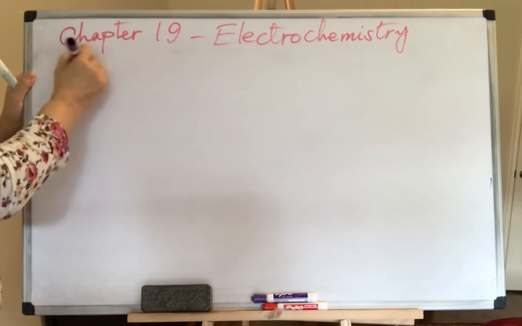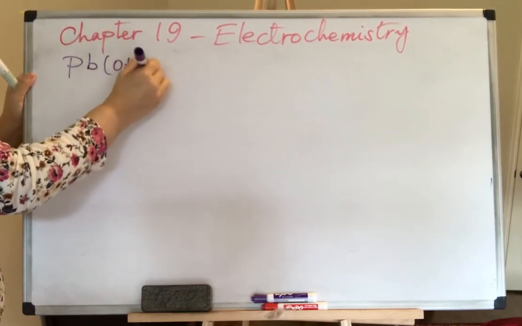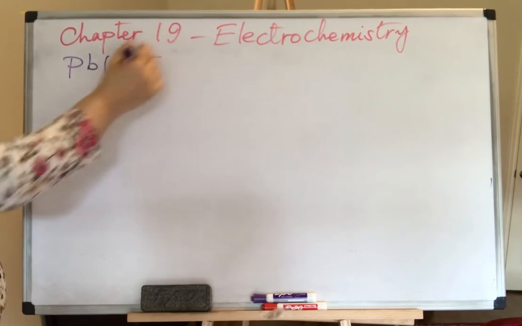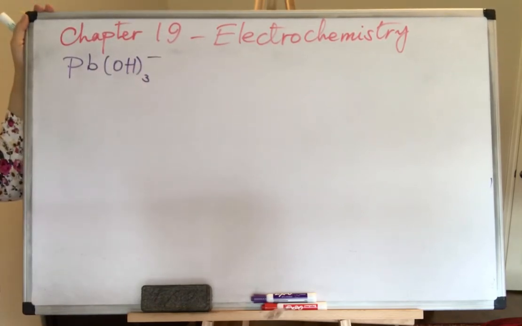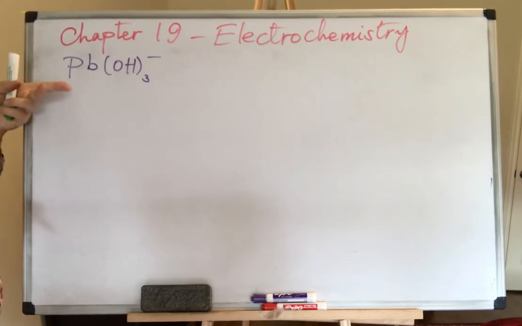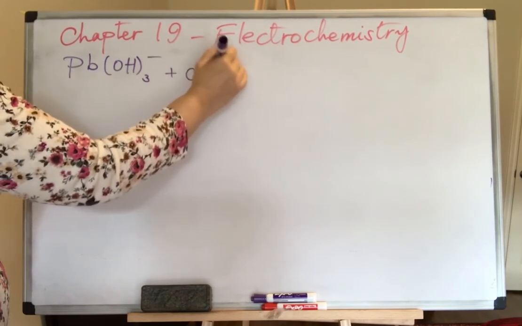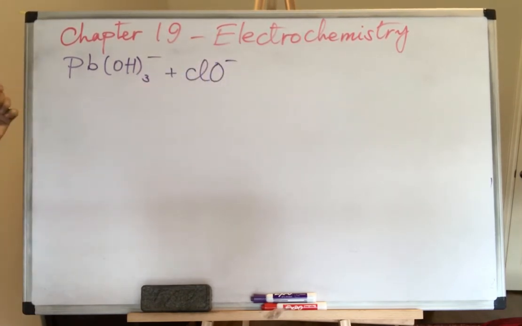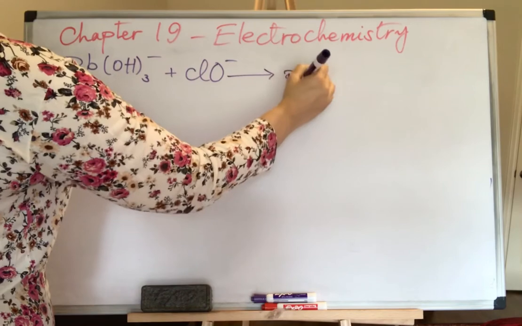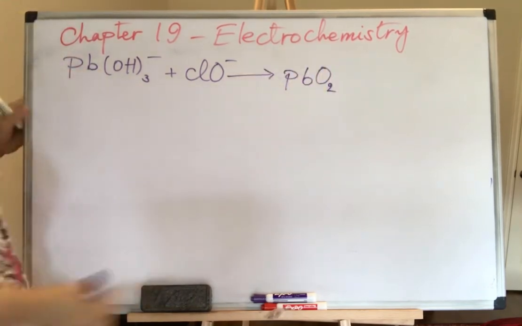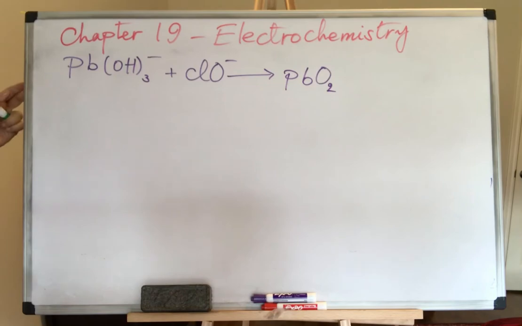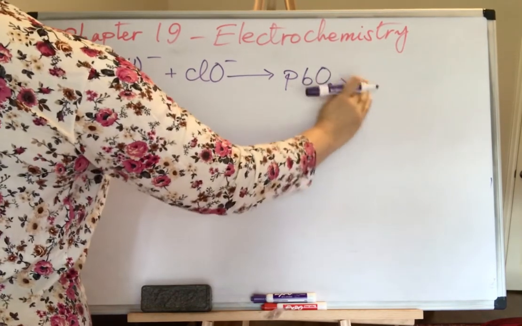So here's the equation. Pb(OH)3 with a negative charge, it says lead 2 ion yields the plumbate ion in basic solution. This is plumbate ion. In turn, this ion is oxidized in basic hypochlorite solution. This is ClO negative, to lead 4 oxide. This is lead 4 oxide, sorry, not 2. And chloride will be released.